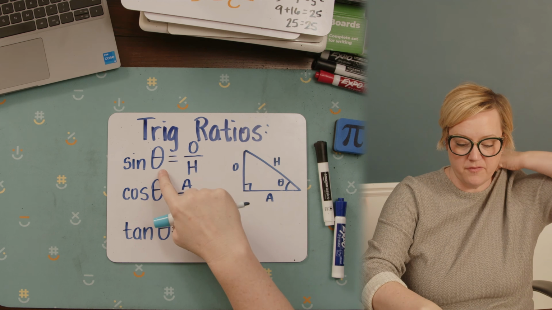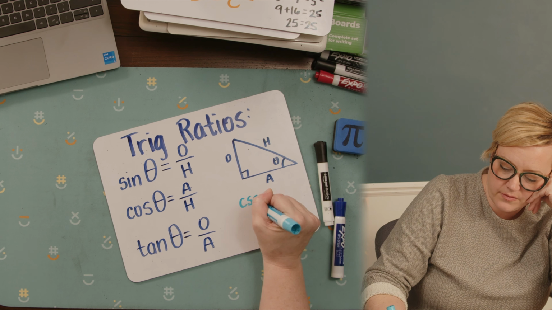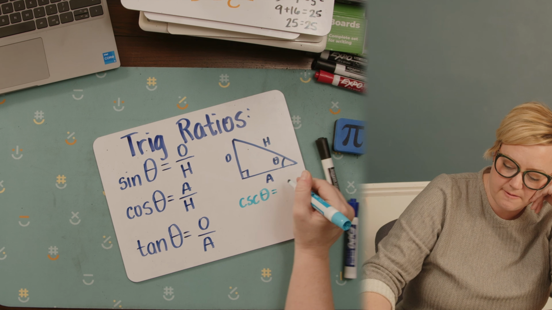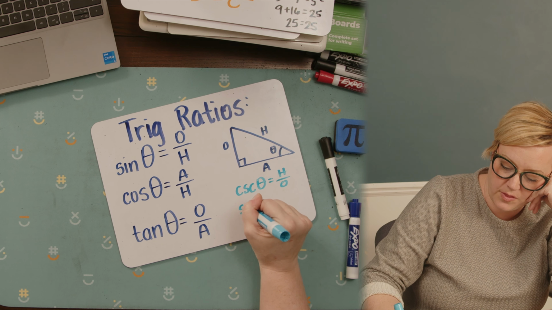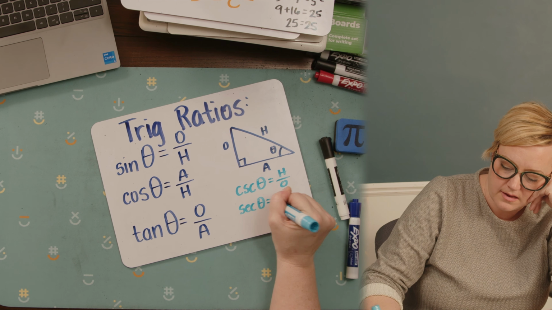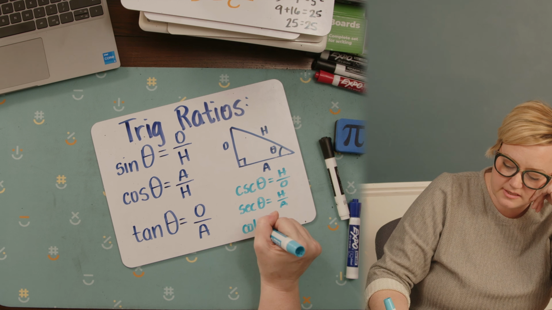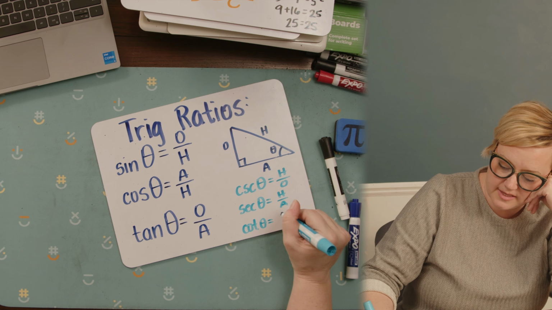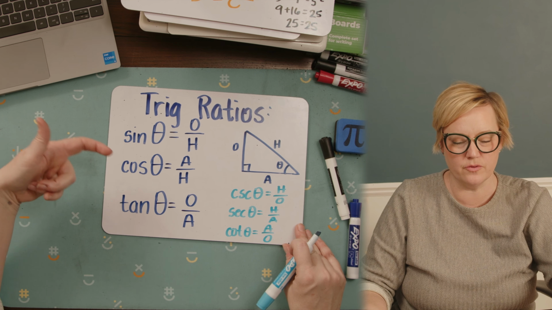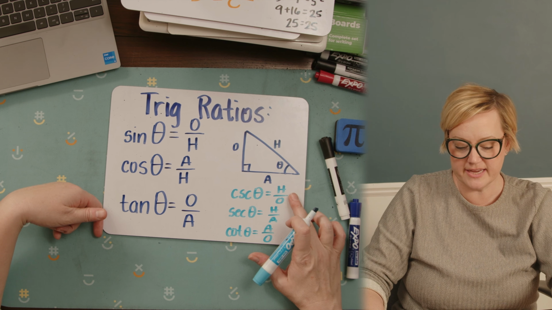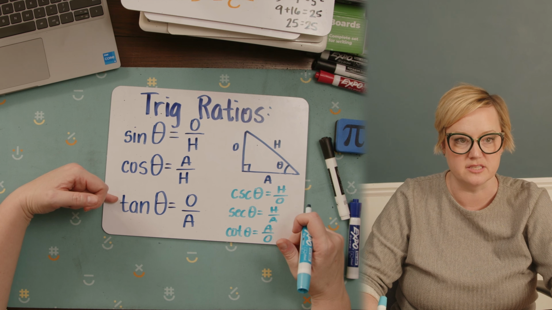So sine of theta is opposite over the hypotenuse. CSC, which is cosecant of theta, is the hypotenuse over the opposite. Secant theta is the hypotenuse over the adjacent. And then cotangent of theta is the adjacent over the opposite. So these are the 6 trig ratios. These are the 3 main ones. And then these, again, cosecant, secant, and cotangent, they just kind of match up with these 3.